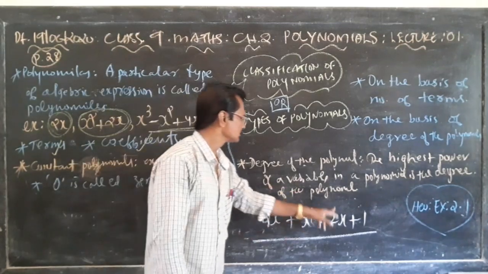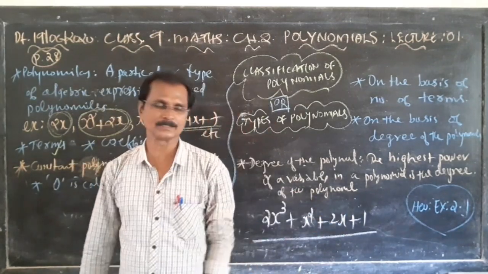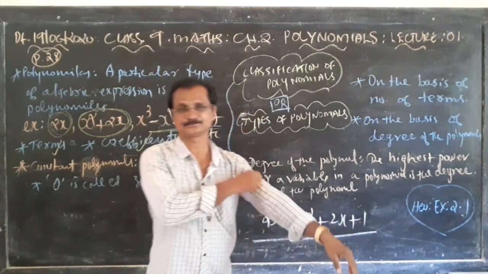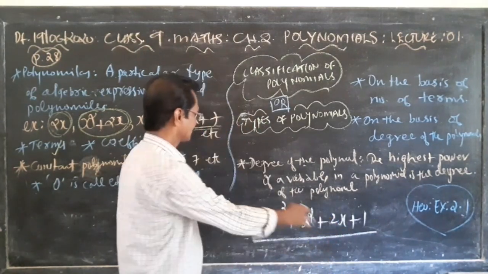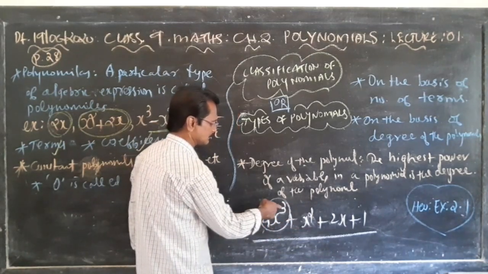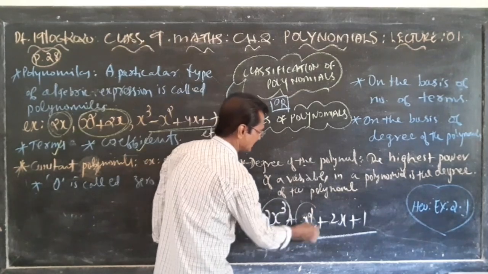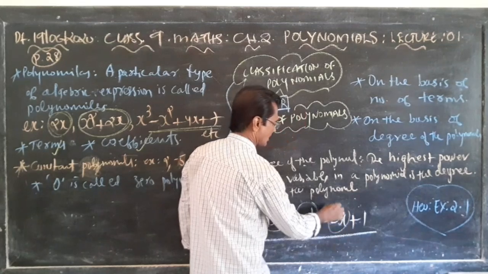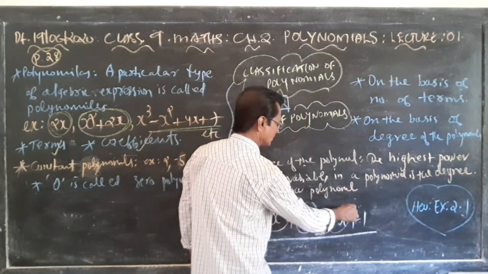It's a polynomial: 2x raised to 3 plus x squared plus 2x plus 1. First term, 2x cube: coefficient 2, power 3. Second term, x squared: coefficient 1, power 2. Third term: coefficient 2, power 1.